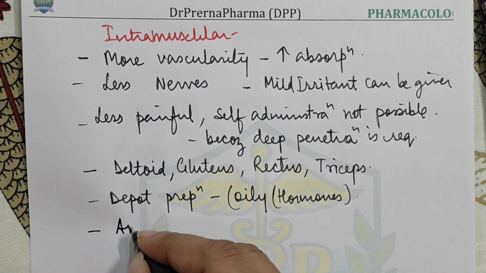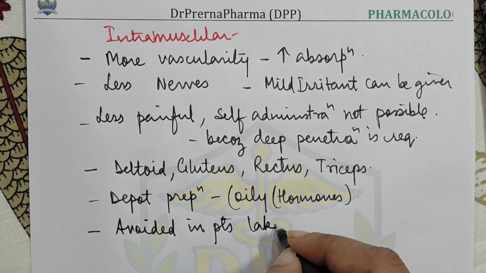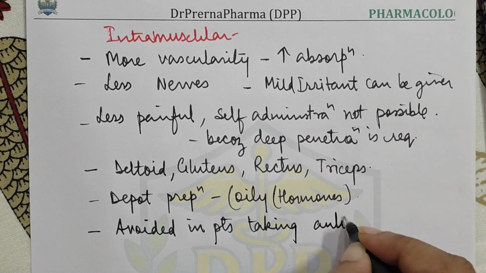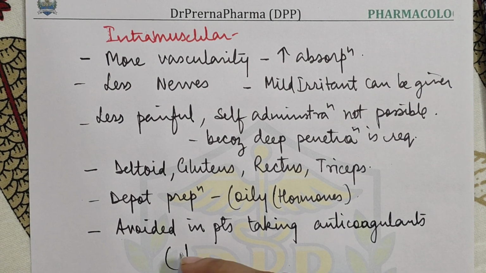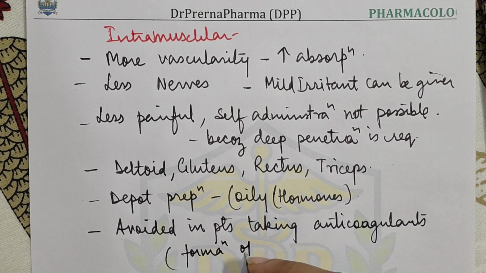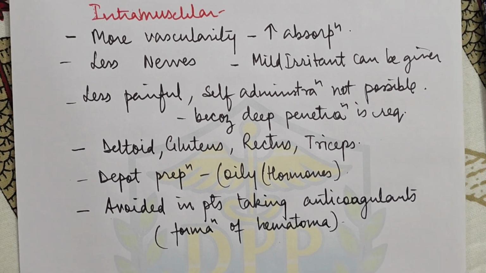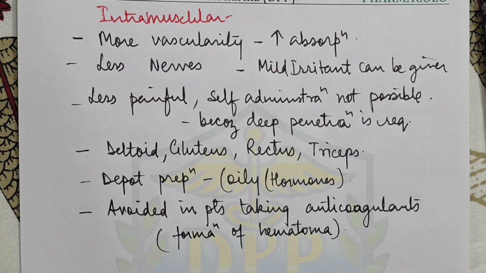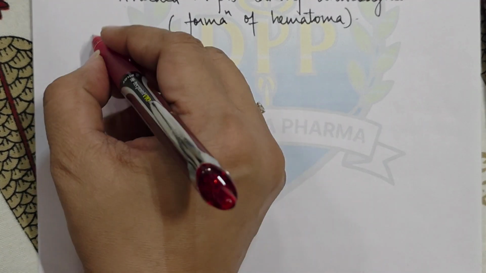Then intramuscular injections are to be avoided in patients who are taking anticoagulants. Why? Because otherwise there will be bleeding and that can result in formation of hematoma. So it has to be avoided in patients who are taking anticoagulants, right? So this is about the intramuscular injections. Coming to the intravenous route.